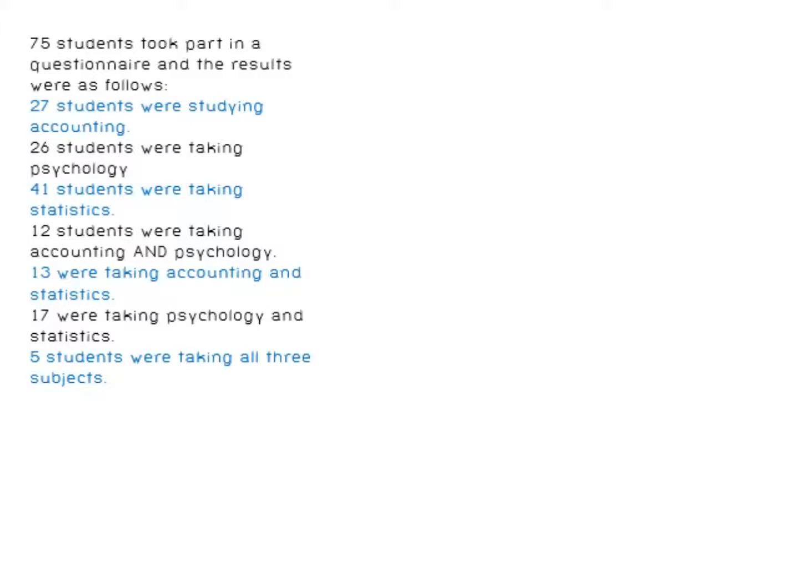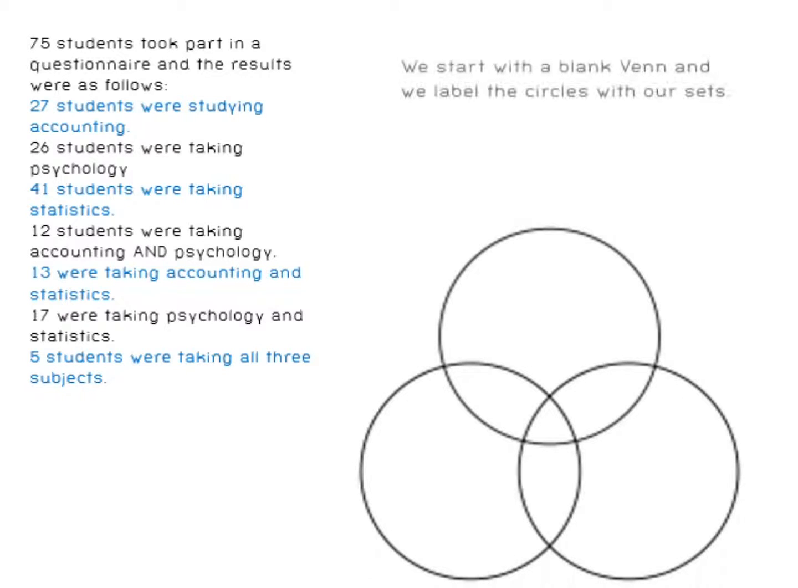So this is the question. 75 students took part in a questionnaire to see what subject they were taking. 27 were studying accounting, 26 were taking psychology, and 41 were taking statistics. Then they were asked about how many were in two of those classes. 12 were taking accounting and psychology, 13 accounting and statistics, and 17 psychology and statistics. And 5 students were taking all three of those subjects. So we can show that on a Venn diagram.